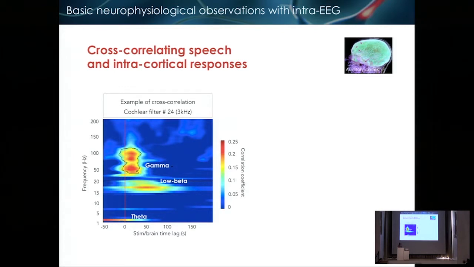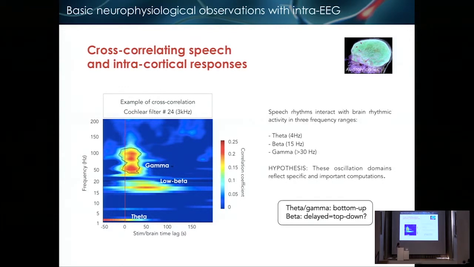So when we try to cross-correlate speech with the brain response in auditory cortex, we actually see that there is this interaction, this sort of resonance in three big domains: in the theta, in the low beta, and in the gamma domain. And I like this slide because it tells us that at the onset of speech, you have this theta and gamma interaction, but that the low beta interaction is sort of delayed, which for me was matter for thinking about beta involved in predictions that take place after the system has looped at least once. Okay, so the hypothesis that these oscillation domains reflect specific and important computations, this is the big question we are after.